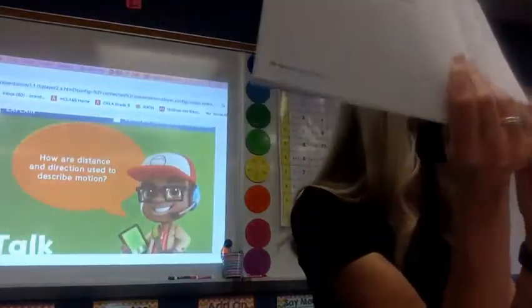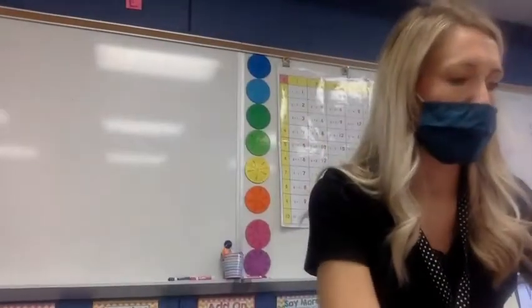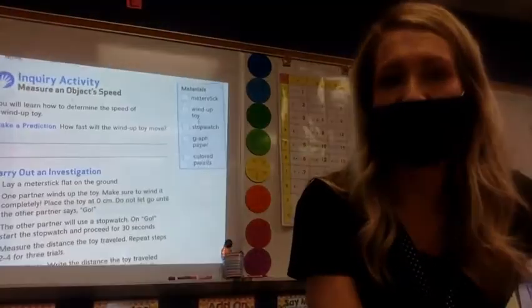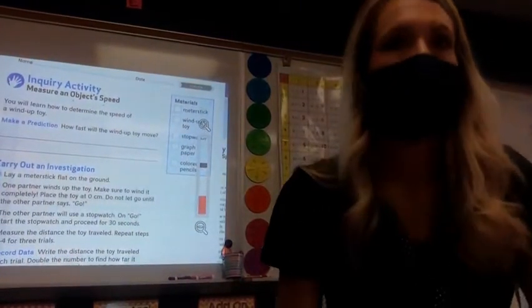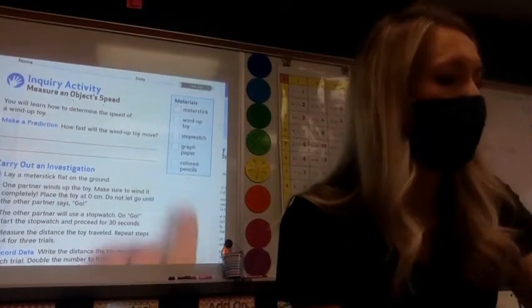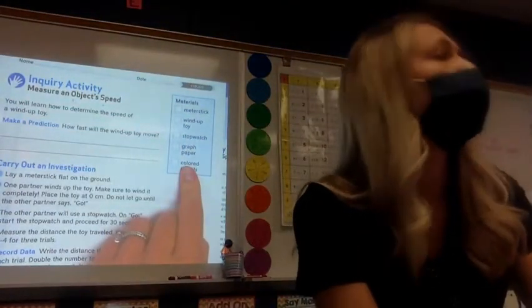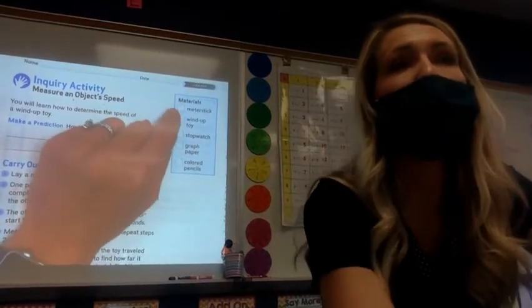If you open up your books to page 11, your Be a Scientist notebook, open it up. You can see our activity today. So it says measure an object speed. Does everybody see it? We're going to have a lot of these pages throughout all of our science units. And off to the side, we see this blue box. What do we see in that blue box? Thank you. I love all those hands that went up. But yes, materials.